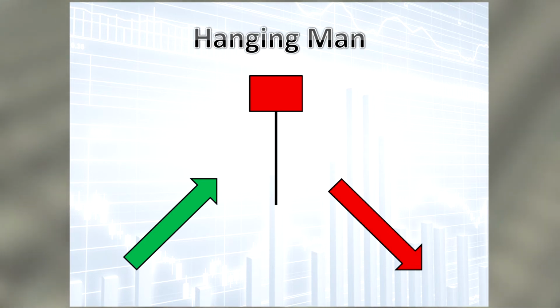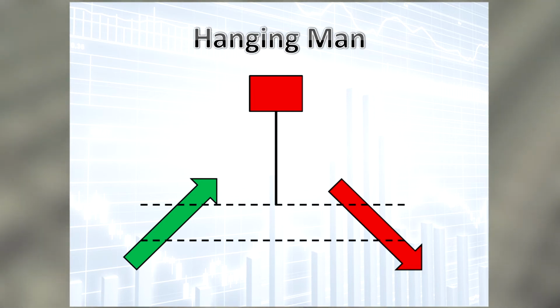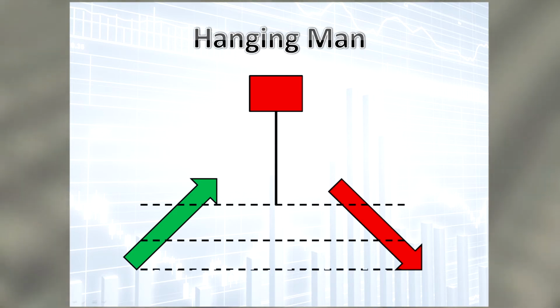More aggressive traders will enter into a short position once prices trade below the candlestick pattern, whereas more conservative traders will wait for prices to close below the pattern, and even more conservative traders will wait for one full candle to trade below the hanging man candlestick pattern.